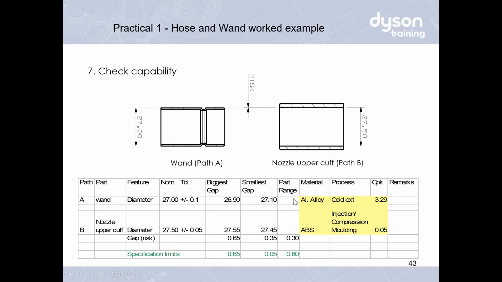CPK later. So I know that A is aluminum alloy and B is ABS. Someone must remember this. Maybe I need to write it down. If not, it's difficult for me. So how to get this 3 Newtons and 0.05?